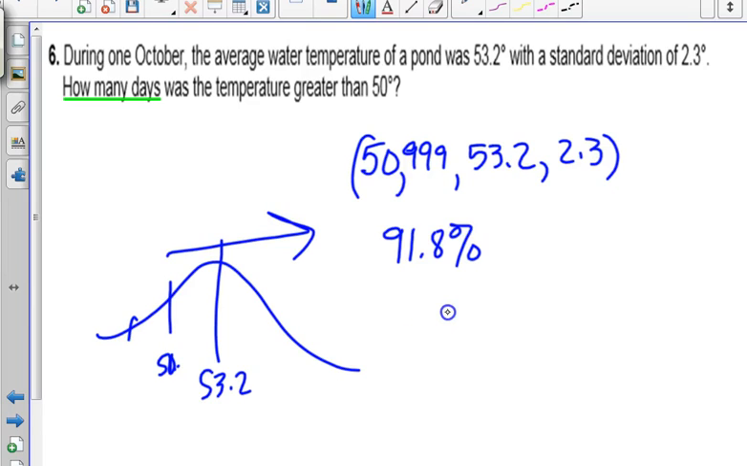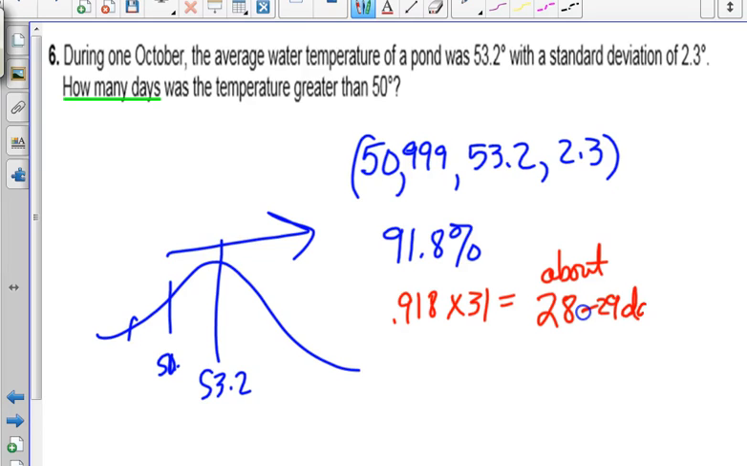Times October, 31 days. Anybody? 28? Is it 0.5? Okay, so about 28 or 29 days.